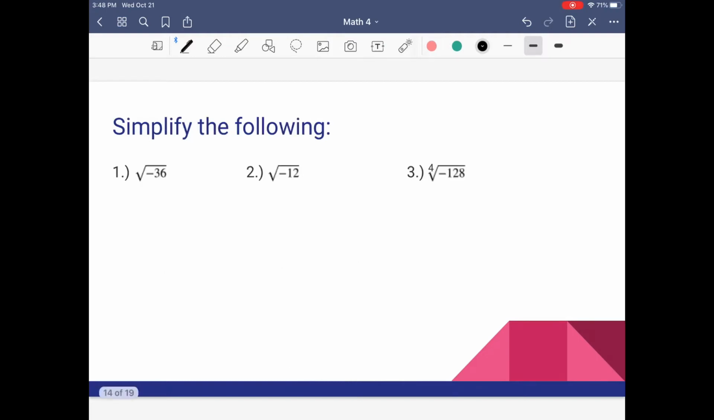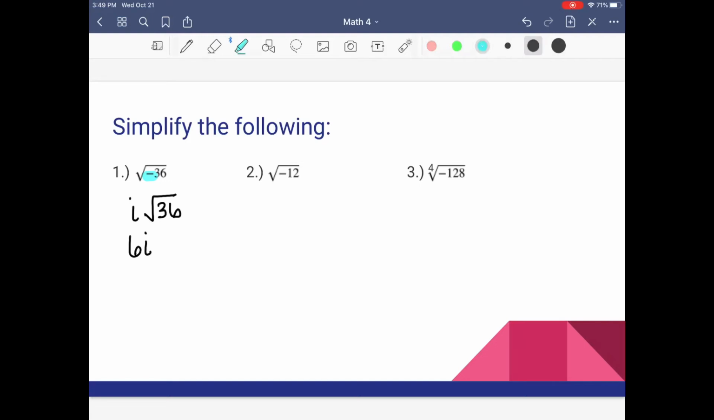All right, we're going to simplify. So I have the square root of negative 36. If I have the square root of negative 36, I have an imaginary number. I know I have an imaginary number because I have this negative on the inside. So the first thing I'm going to do is get rid of that negative by bringing that i out. That's going to leave me with i square root of 36. Well, now I can easily simplify this. The square root of 36 is a perfect square, which is 6. So this is going to be 6i. So the square root of negative 36 is 6i.